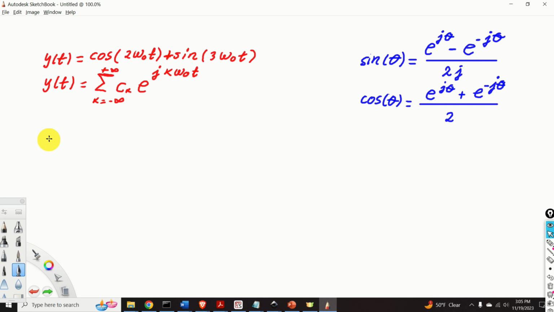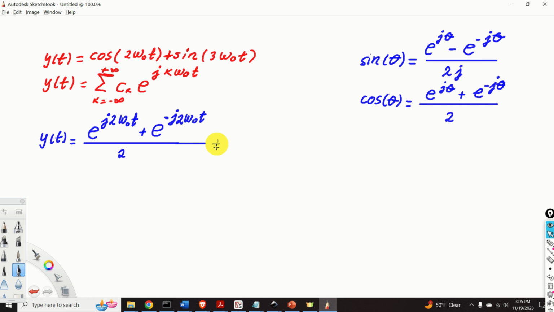Let's do that. We have y of t is equal to, in the denominator we have 2, and in the numerator we have e to the power j, and over here the angle is 2 omega 0 t. Consequently we write 2 omega 0 t. Then over here we have plus e to the power minus the same angle, j 2 omega 0 t.